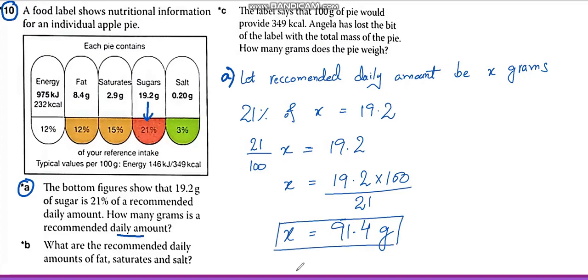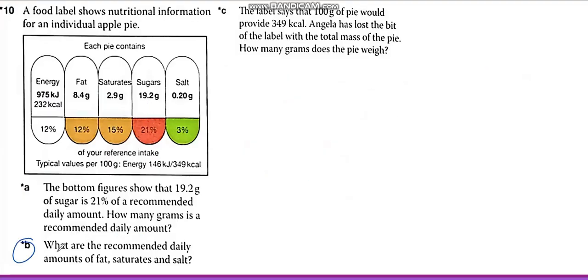Now let's solve its B part. In B part, it says, what are the daily recommended amounts of fat, saturates, and salt? So first of all, the given information about fat is 12%, that is 8.4 grams. So again, we will let the daily amount of fat be F.